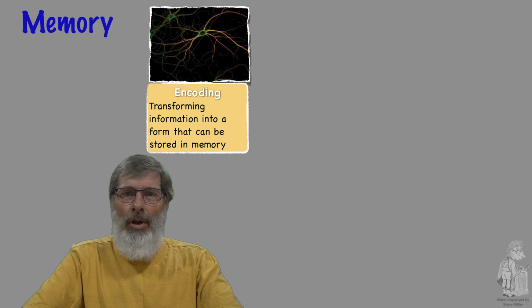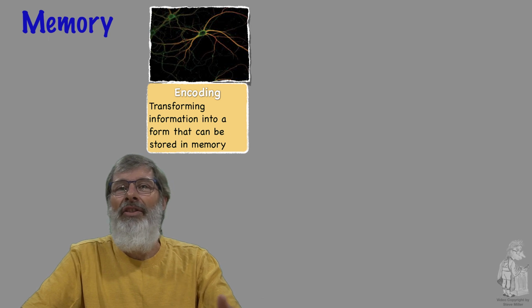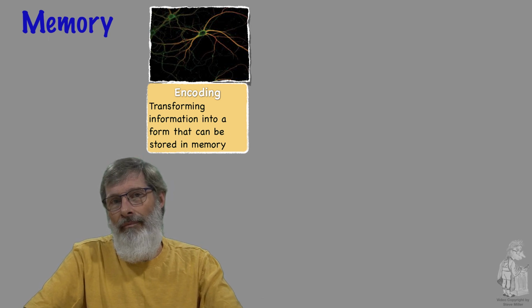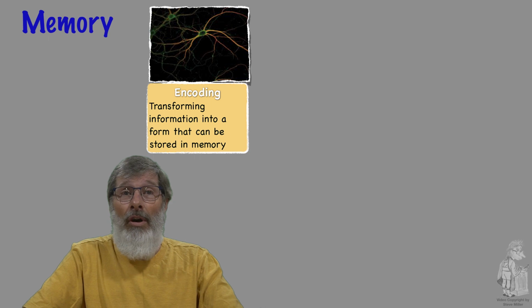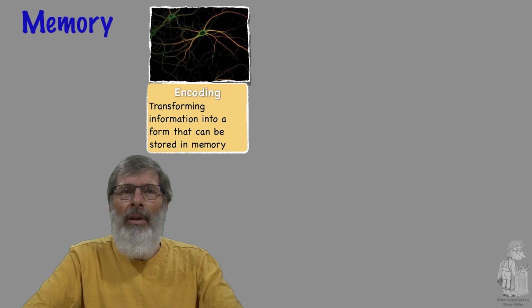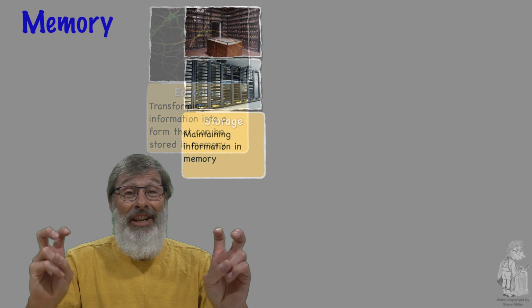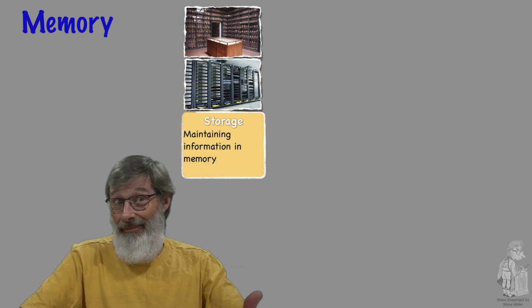Now, there are a few different, shall we say, coding methods. There's the visual code, remembering things as a picture, and then there's the acoustic code, or remembering things as a sequence of sounds. There's also what we would call a semantic code, and this is remembering things in terms of their meaning.